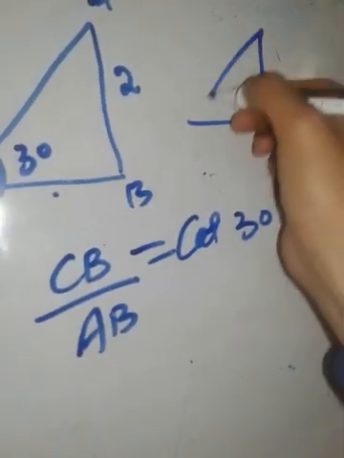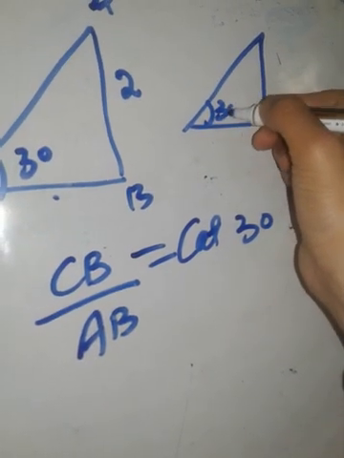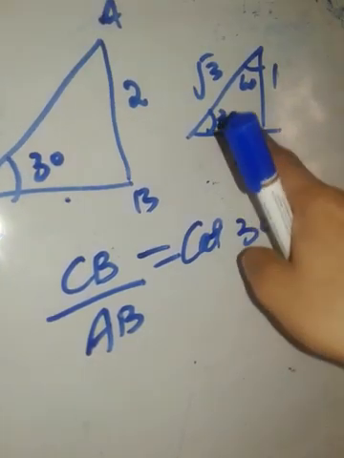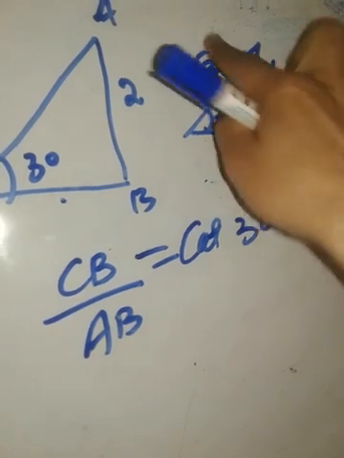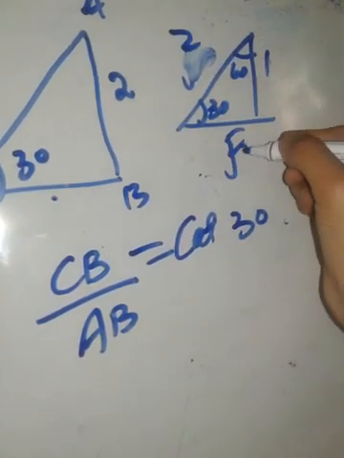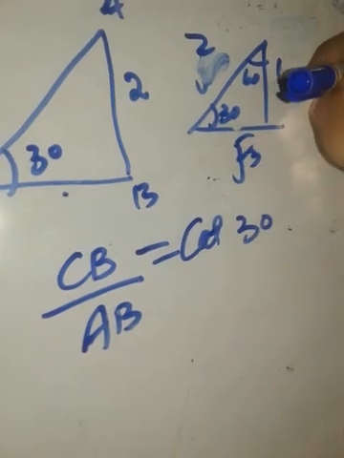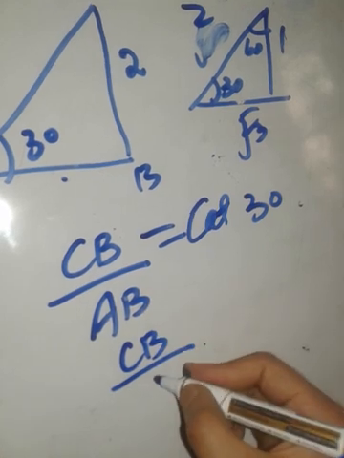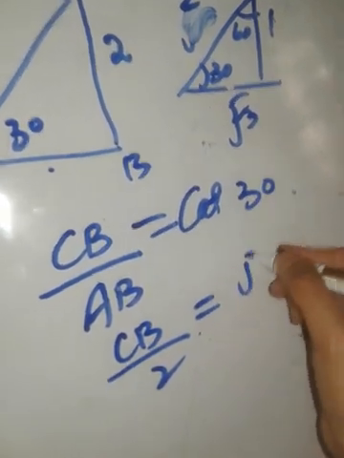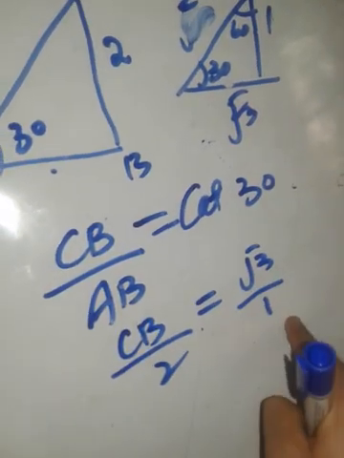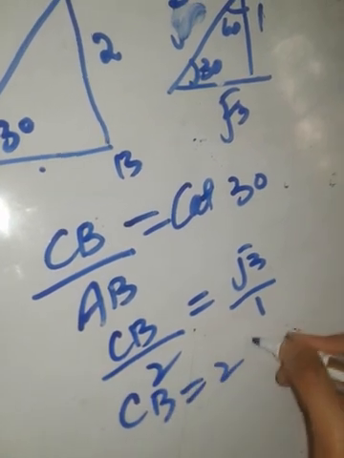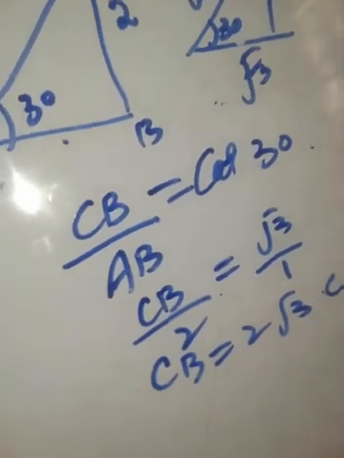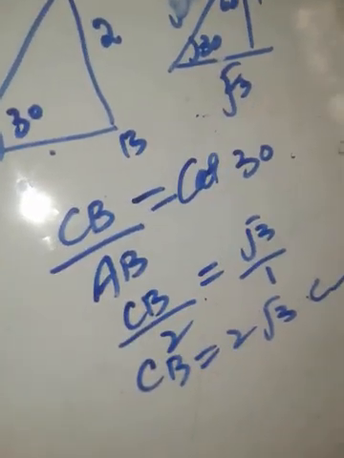You know how to find the value of cot 30. Again, I have given you the shortcut triangle idea. This is 30, this is 60, this is 1, this is 2, this is root 3. Tan 30 is 1 by root 3, cot 30 is root 3 by 1. CB we don't know, we have to find it. AB is 2, cot 30 is root 3 by 1. You can cross multiply. CB equals 2 root 3 centimeter, or meter, whatever.